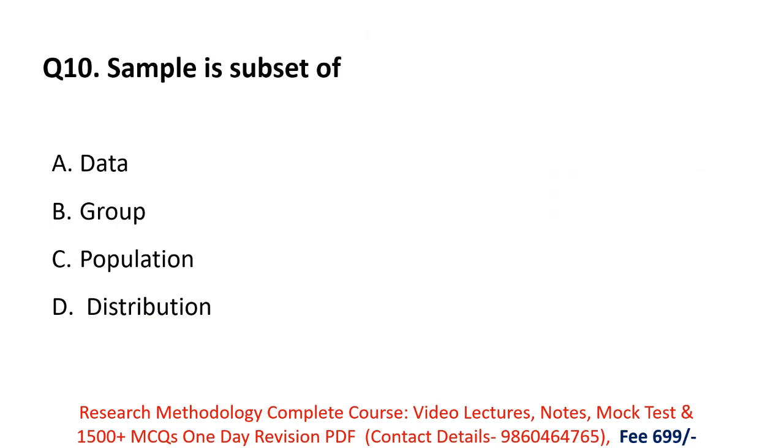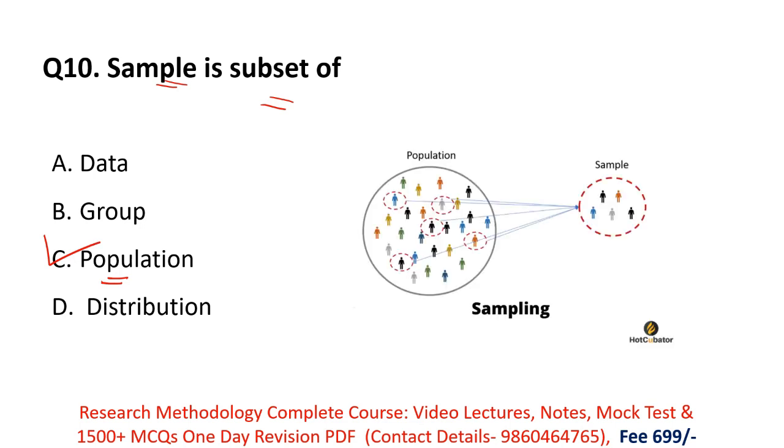Next, sample is a subset of. In this question they are asking what a sample is. Remember, a sample is a subset of population. From this figure we will see how. As you know, a researcher cannot do their research or study on the whole population. A researcher generally selects some persons from the population and studies only the sample, not the whole population, except in a census.